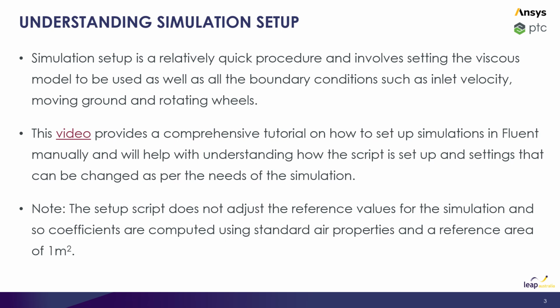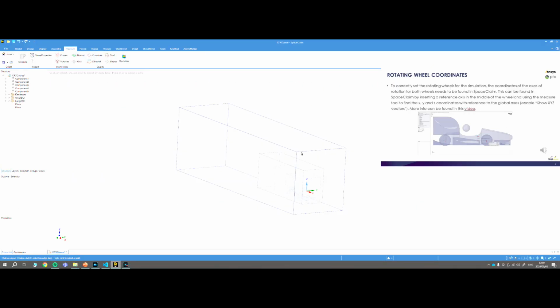If simulations have never been run in Fluent before, the linked video provides a comprehensive tutorial on setting up simulations in Fluent and will help with understanding how the script functions and possible problems that may occur. The script does not adjust the reference values for the simulation, and so coefficients are computed using the default reference values. The coordinates for setting rotating wheels in simulation setup can be found during geometry preparation in SpaceClaim.